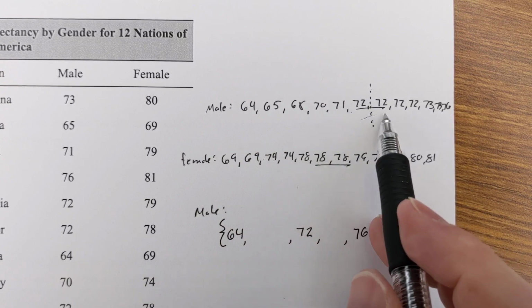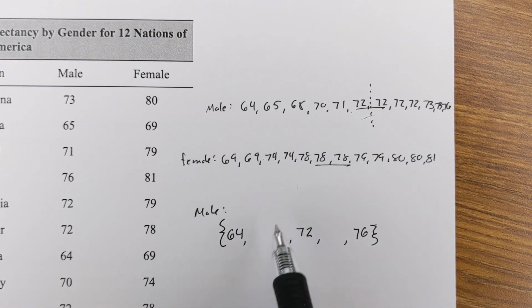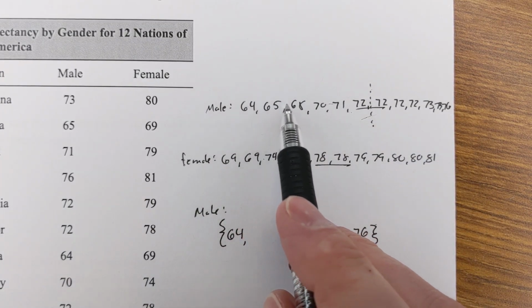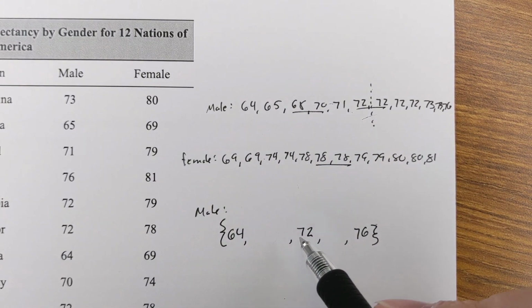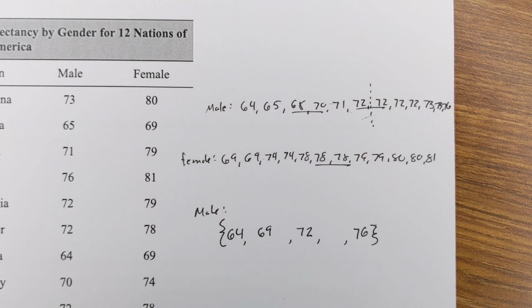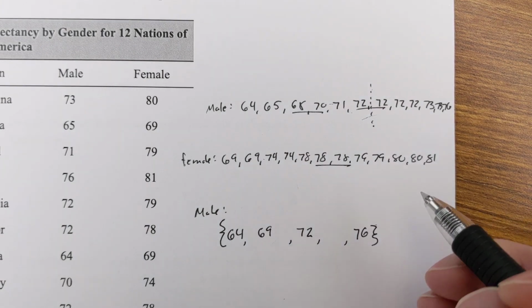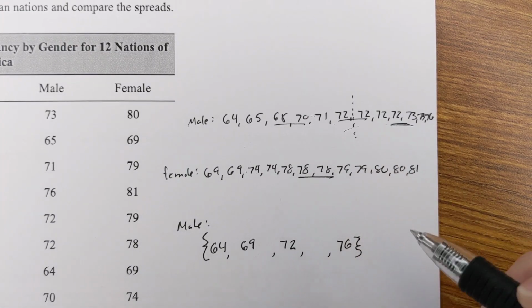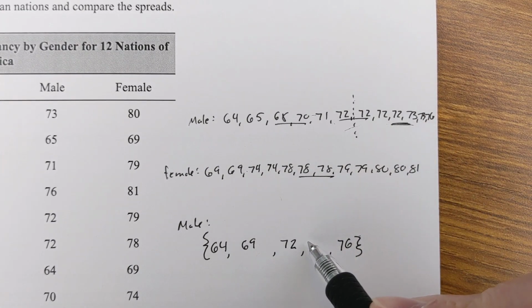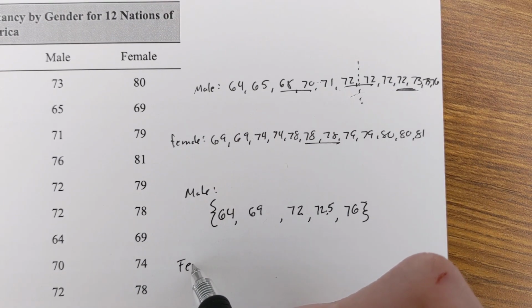Okay, so to find these values, my median lies right there. So I break it into the smallest group and the largest group. The Q1 value is the median of these numbers. So 1, 2, 3, 4, 5, 6. So I need to do the median again. Halfway between 68 and 70 is 69. Same thing up here, it's halfway between these two numbers. So halfway between 72 and 73 is 72.5.